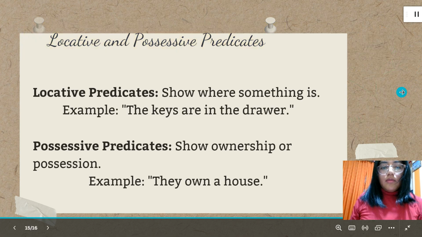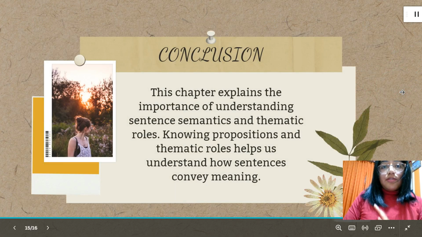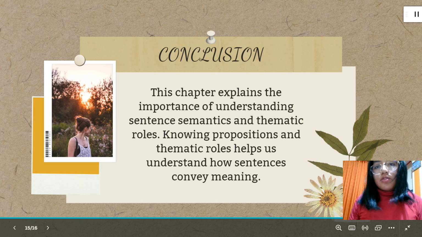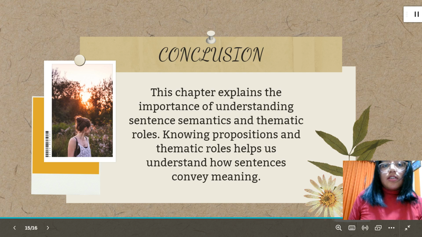Well, okay, as a conclusion. In this chapter on semantic sentence, knowing the semantics of sentences and thematic roles helps us understand how sentences work and what they mean. By recognizing propositions and thematic roles, we can better understand the relationship between verbs and nouns in the sentence.